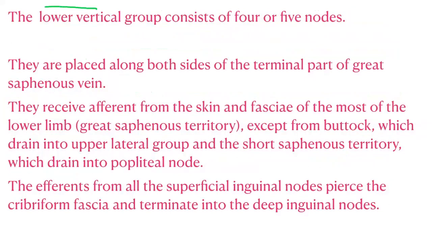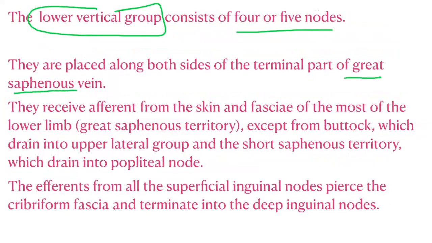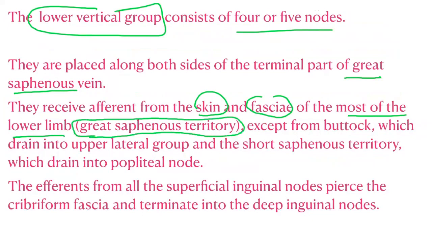The lower vertical group consists of 4 to 5 nodes. They are placed along both sides of the terminal part of the great saphenous vein, right? They receive efferents from the skin and fascia of most of the lower limb. So skin and fascia of most of the lower limb drain into the lower vertical group of superficial inguinal lymph nodes. That is the great saphenous territory, except the buttock, which drains into the upper lateral group, and the short saphenous territory, which drains into the popliteal nodes.